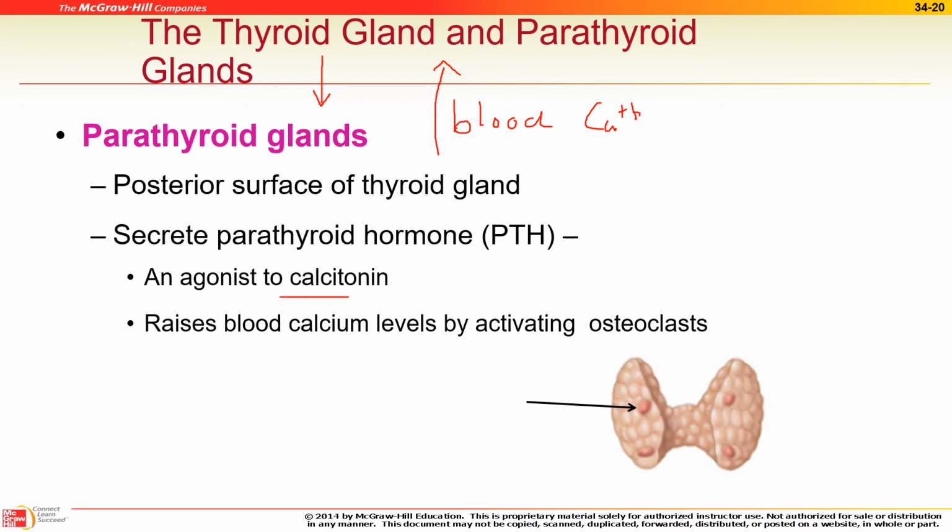So together, calcitonin and parathyroid hormone will regulate your bone and calcium levels. So osteoclasts crush bone. So that will send the calcium to the blood.